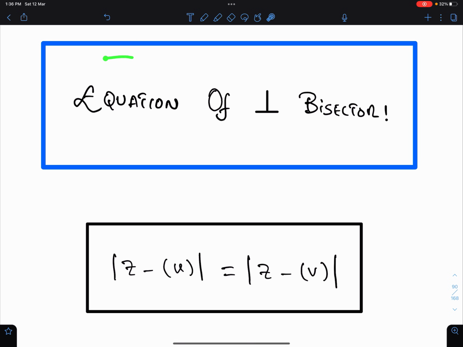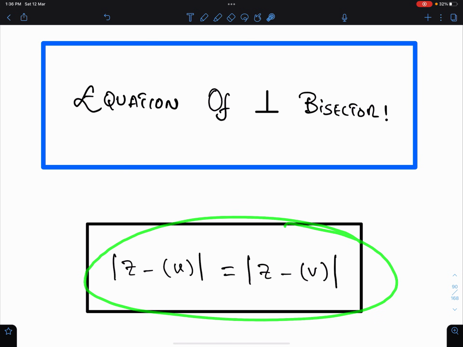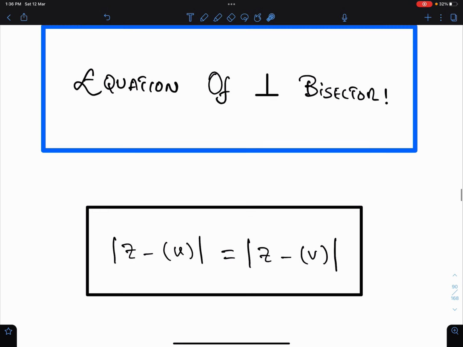The topic of this lecture is the important concepts of equation of perpendicular bisector in complex numbers. This is the standard equation of the perpendicular bisector in complex numbers.